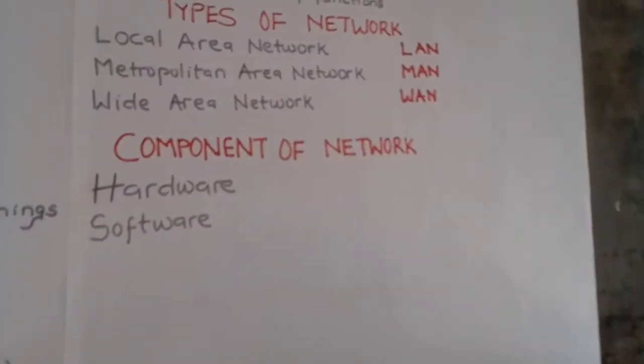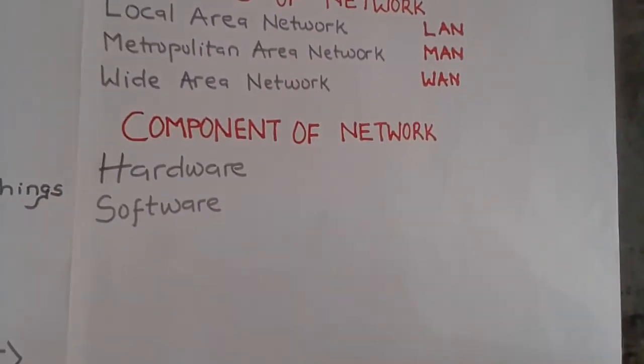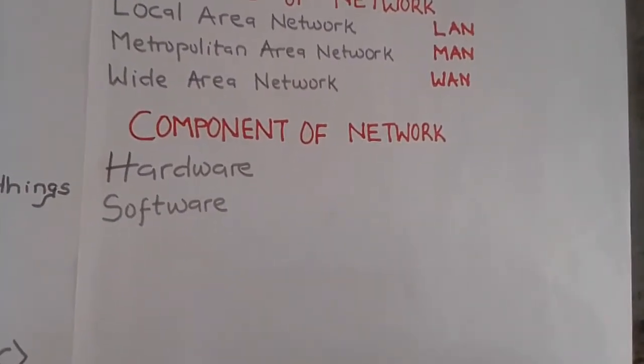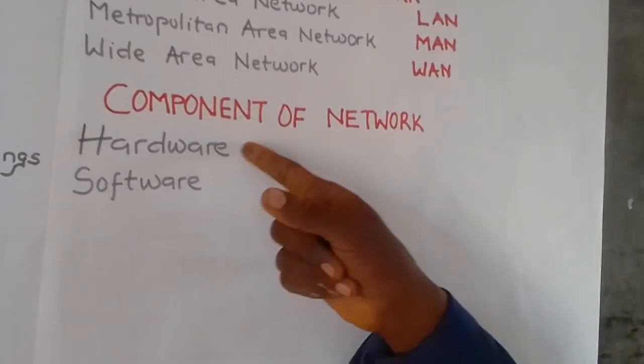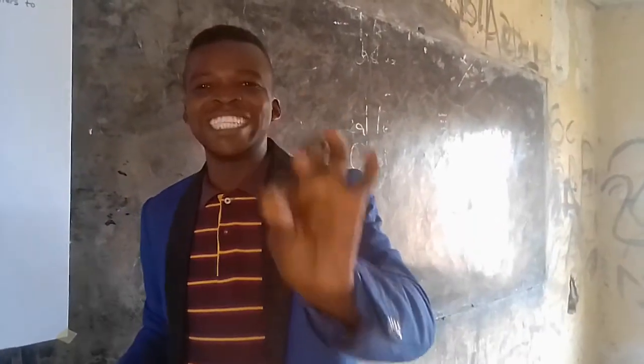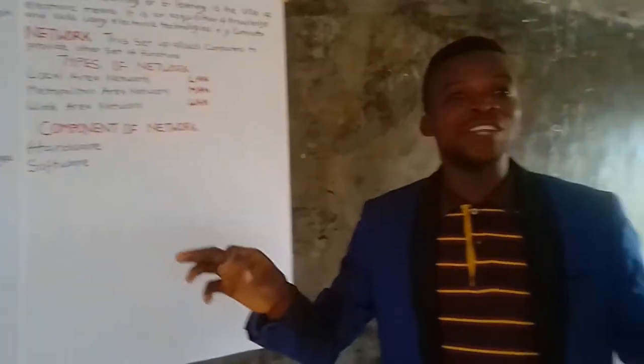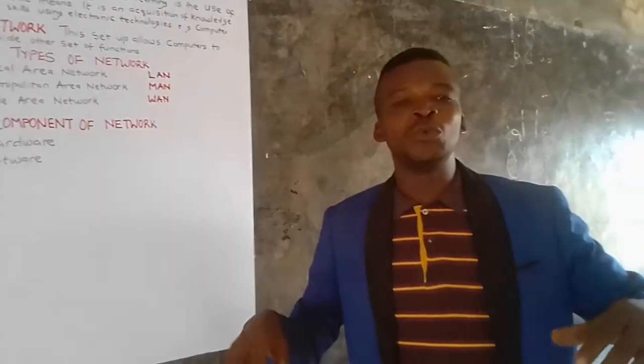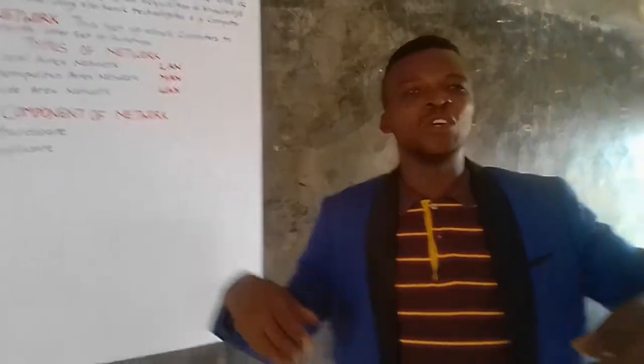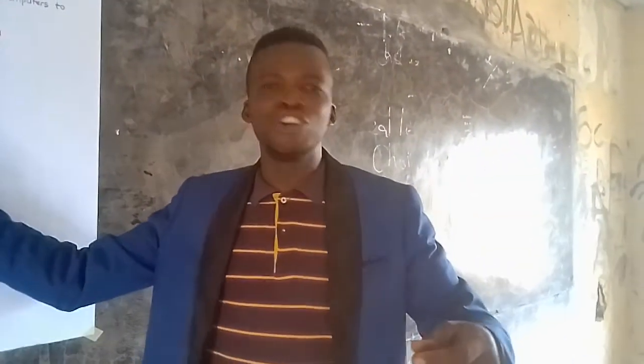We have components of network. You could be asked in exam, what are the components of network? What are the components of computer? It's the same thing. All you need to write is hardware and software. Hardware are the physical components of the computer that you can see, you can feel, you can touch. While the software are the components that you can only see, you cannot change it, you cannot maneuver it. They are programs that are installed by the programmer.